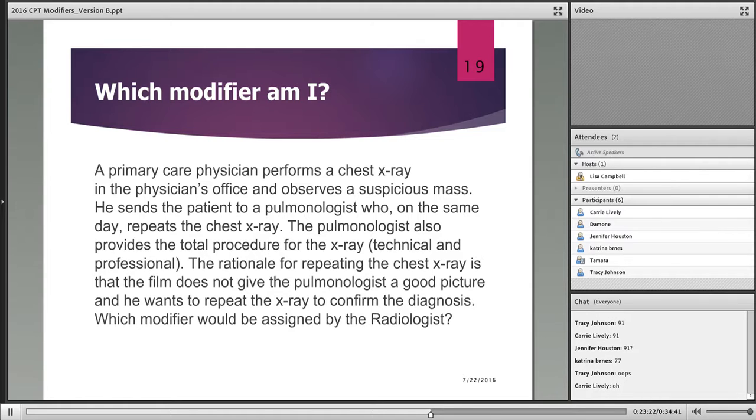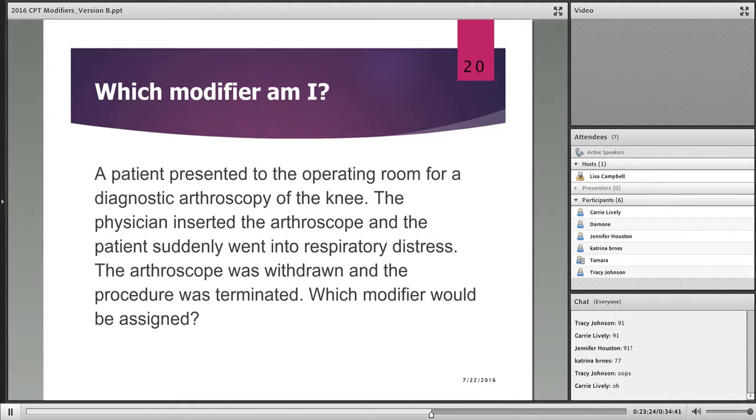All right. Next up, a patient presented to the OR for a diagnostic arthroscopy of the knee. The physician inserted the arthroscope and the patient suddenly went into respiratory distress. The arthroscope was withdrawn and the procedure was terminated. Which modifier would be assigned? 53 is correct.